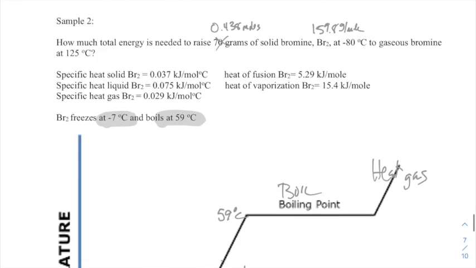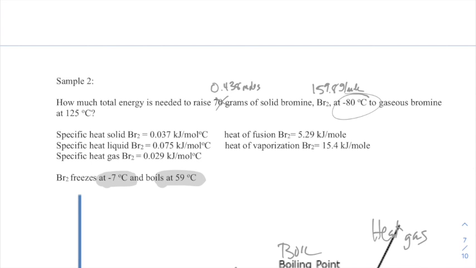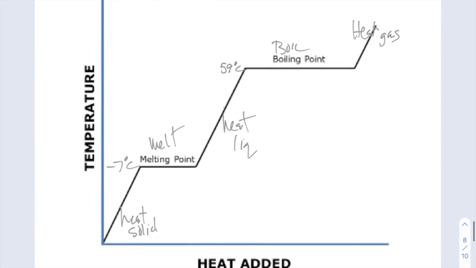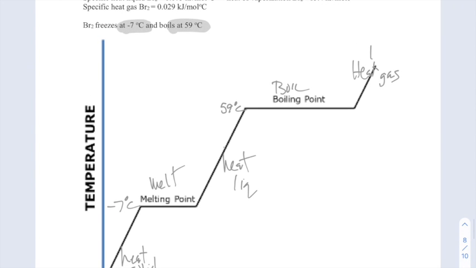So let's see what they want us to do for each of these. It says that we want to go from -80 up to 125. So we're going to start down here at -80. And where is 125? Yep, 125 is above 59. So you're going to have to not only get it up to its boiling point and boil it, which is here, but then you're going to have to get it hotter, so that's 125. They could have said, let's go from -80 up to, I don't know, 30. If they had said 30 degrees Celsius, then you would not have had to do this step or this step here, because 30 degrees Celsius would just get it to the liquid phase.